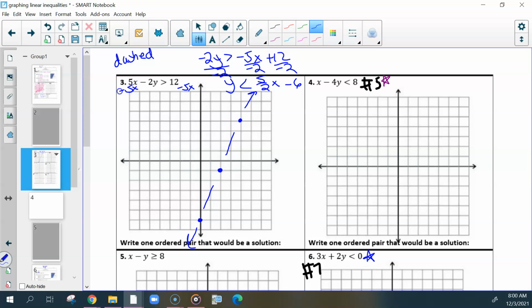And would this be shaded above or below? If it were greater than, yes, above. But this one's less than, so below. And if you're not sure, go to your y-intercept. Below would be down here, so it would be everything underneath, or this area right here.